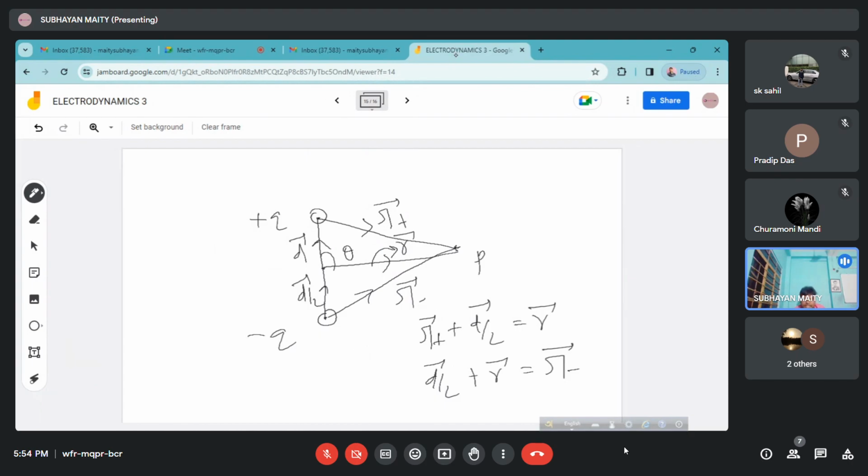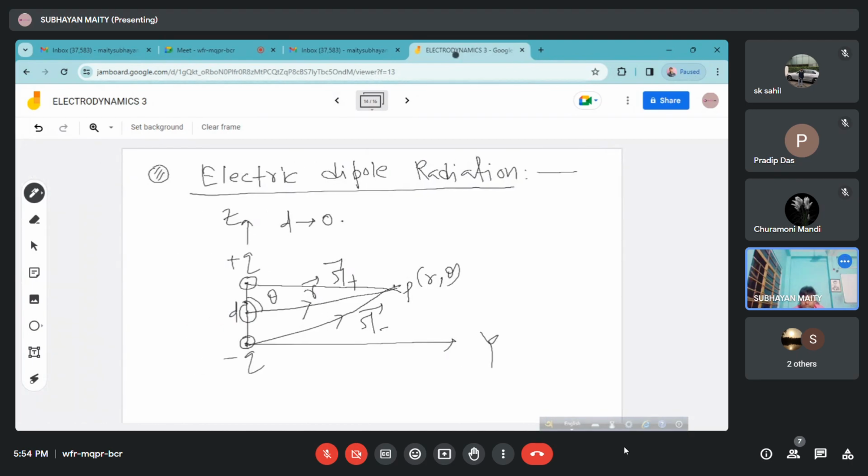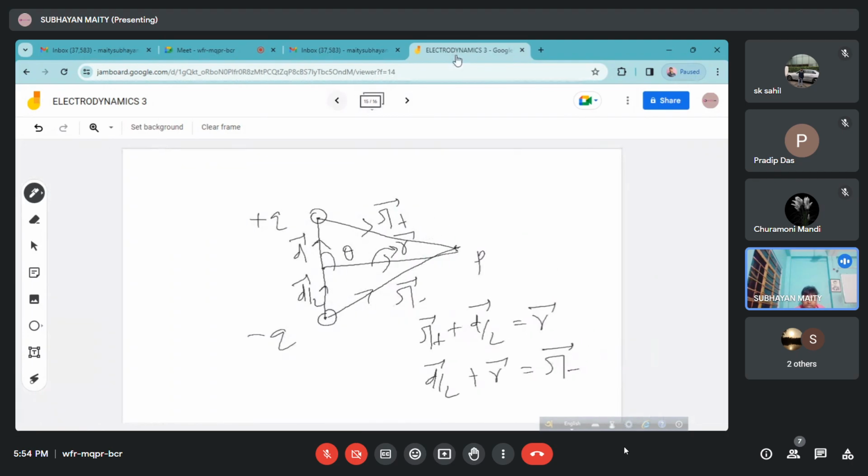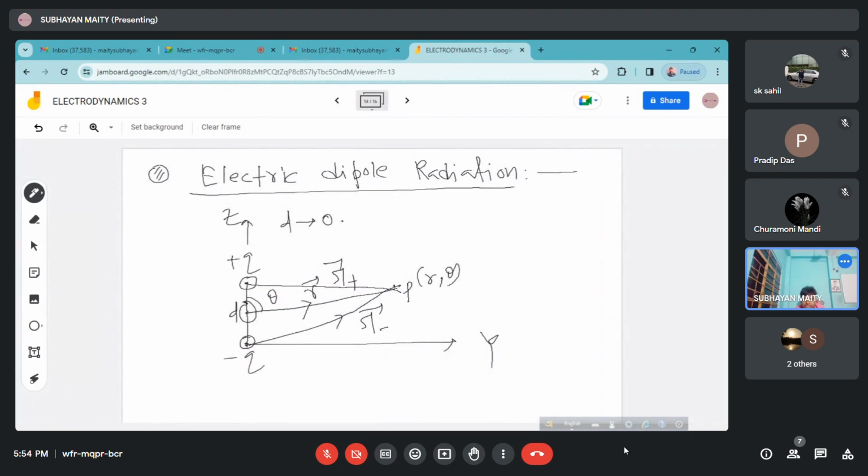Now we are considering the oscillating dipole, because for radiation you should have some oscillating or accelerating sources. Accelerating sources means the sources should accelerate. So here, in electric dipole radiation, we have considered an electric dipole which is accelerating, that means oscillating in a particular way.